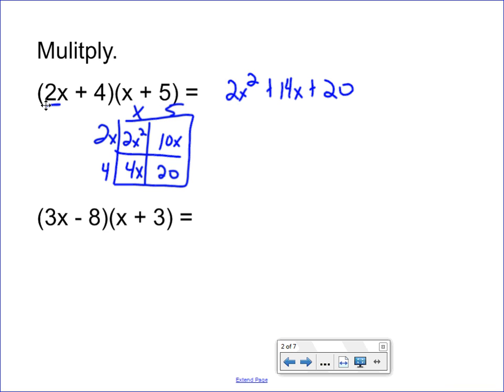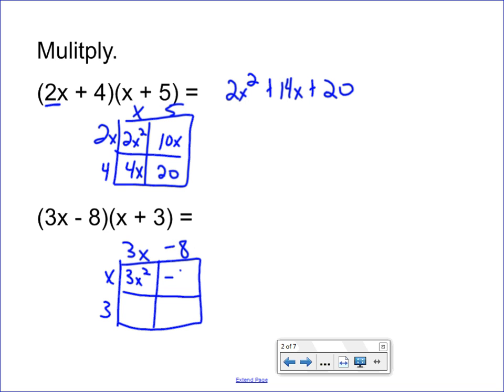Okay, if I looked at my second one, if I made my box again, I'd have a 3x and a negative 8, an x and a 3, and I'd have 3x squared, a negative 8x, a 9x, and a negative 24. And this time I would get 3x squared plus 1x minus 24.